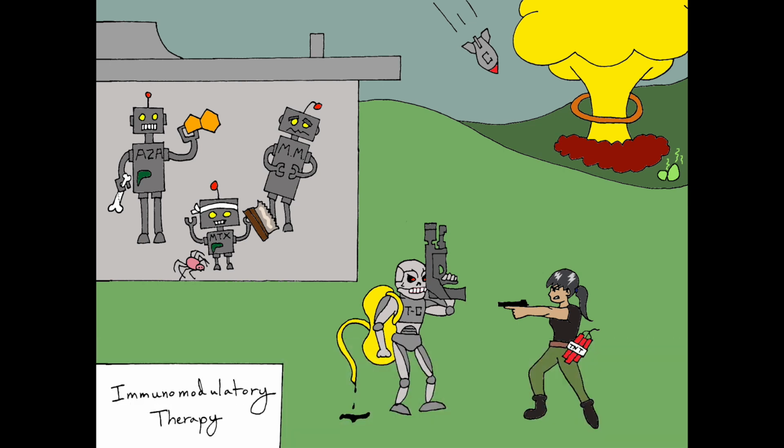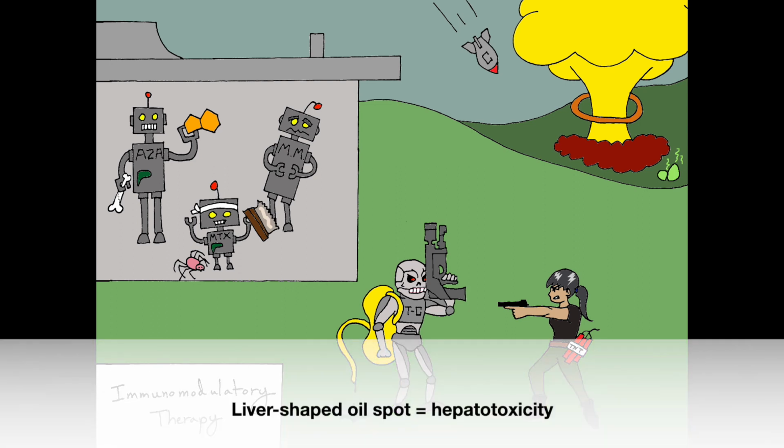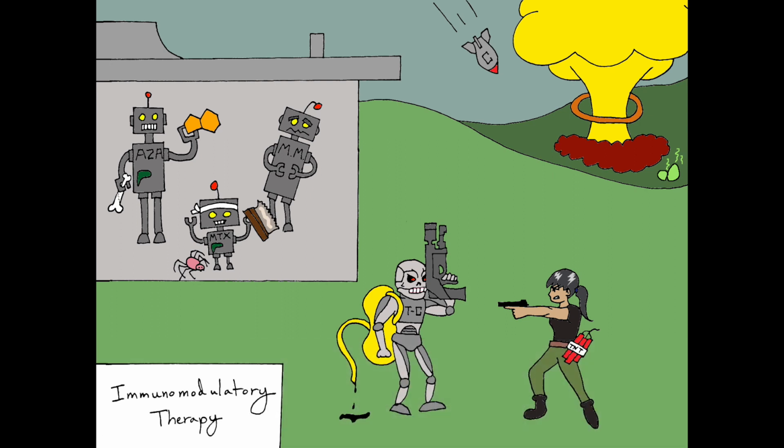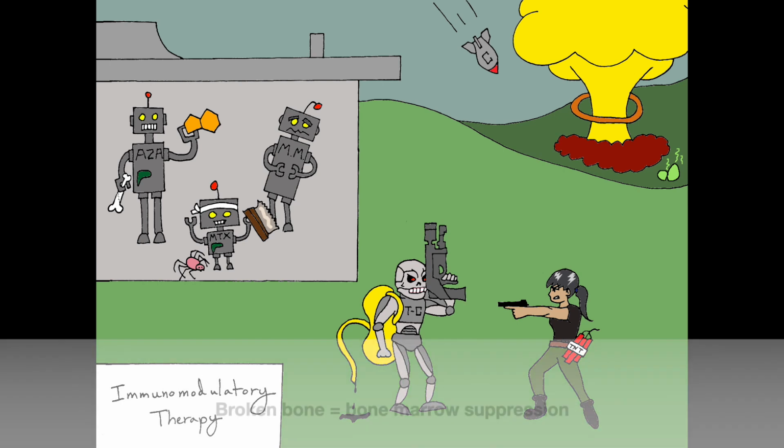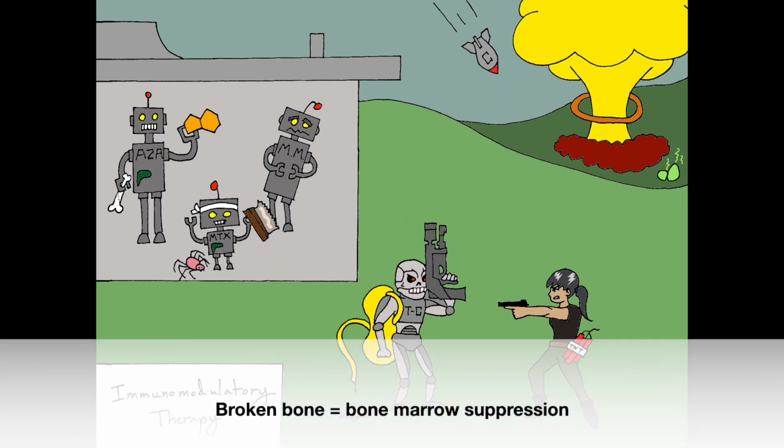There's a greasy green oil stain on the robot's body in the size, shape, and location of the liver to remind you that azathioprine is associated with hepatotoxicity. And finally, the robot is grabbing a bone in its right arm, and the bone is cracked. This is to remind you of the bone marrow suppression of azathioprine.